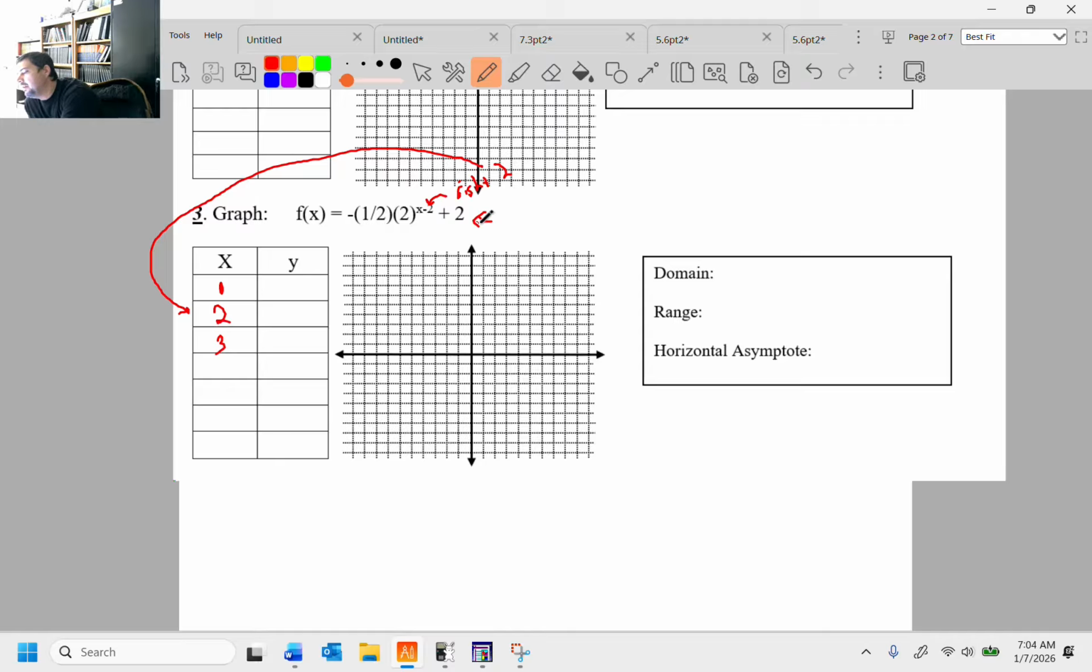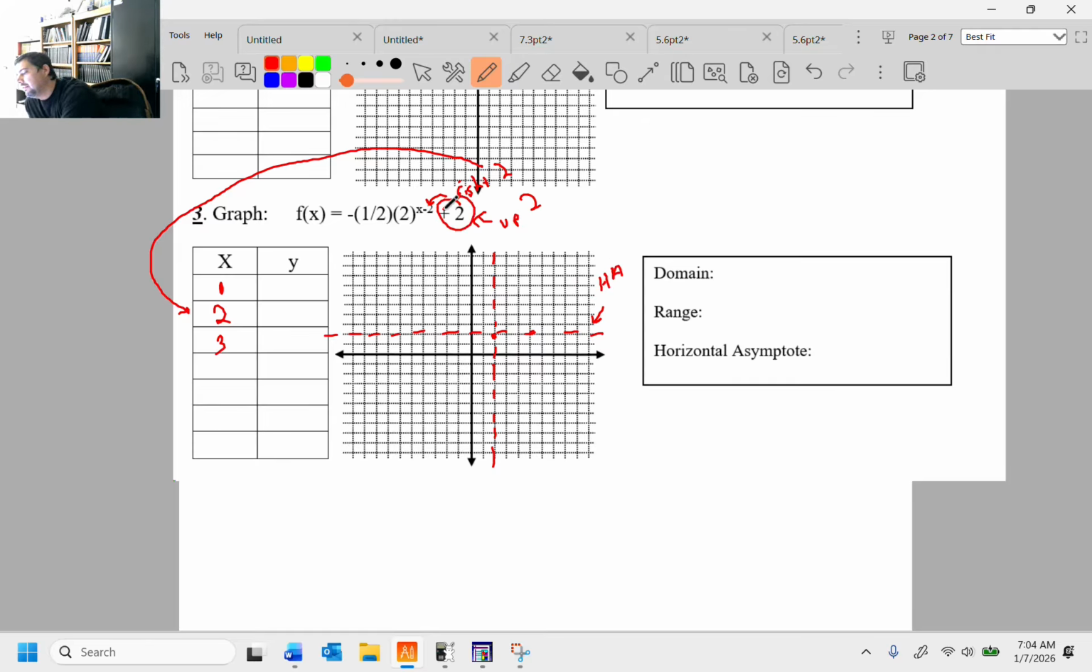And this also means up 2. So I'm going to go right 2 and I'm going to go up 2. And I'm going to go ahead and draw in the shifts because I have shifted both the x and y axis. Now, this shift is the horizontal asymptote. I cannot cross that horizontal line.